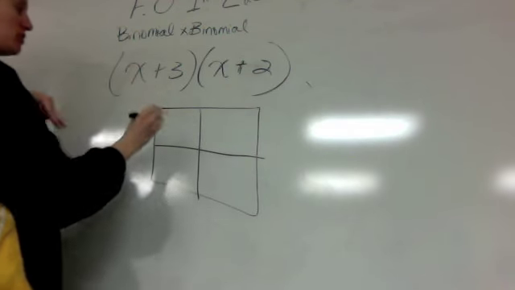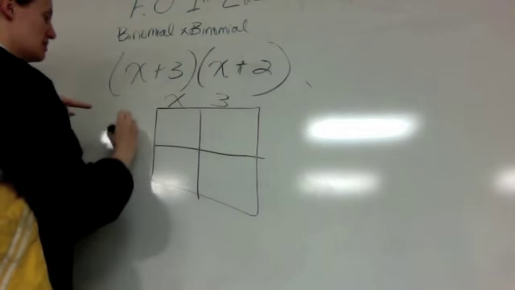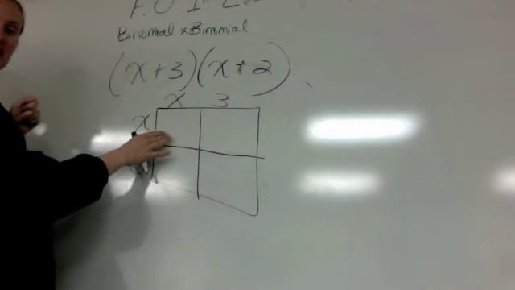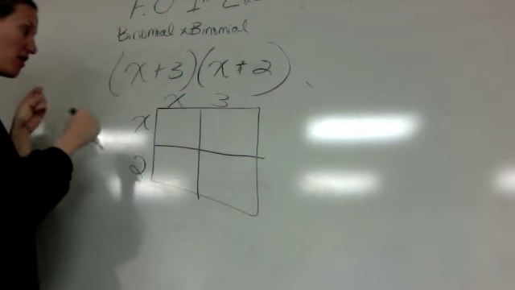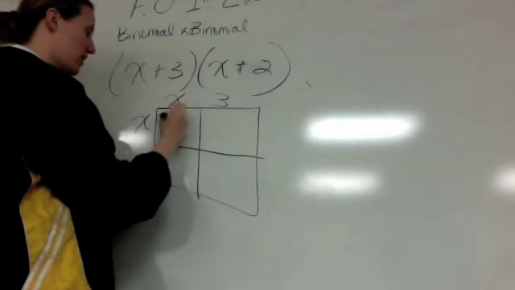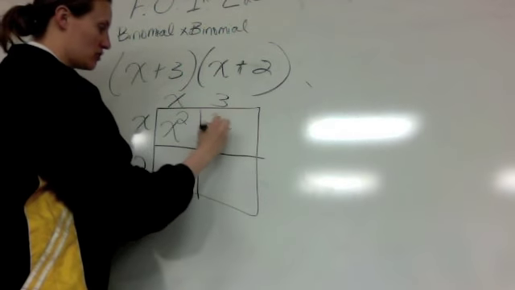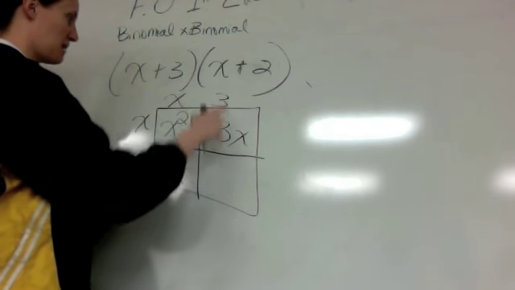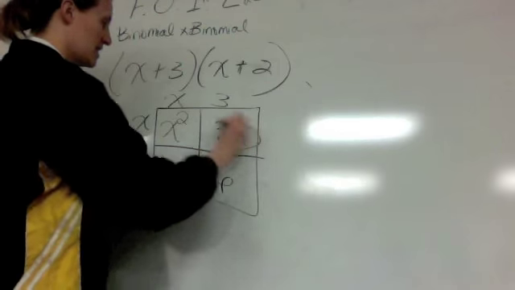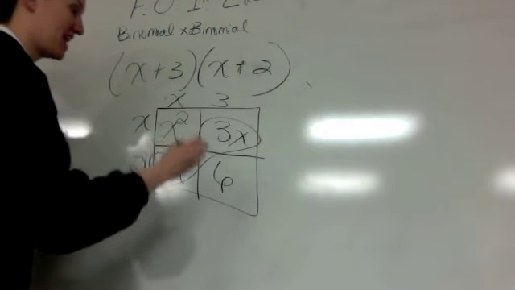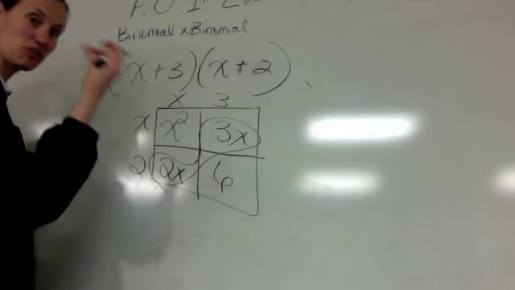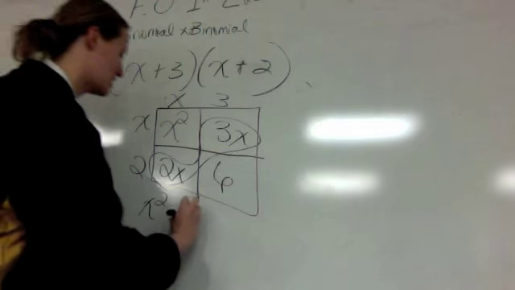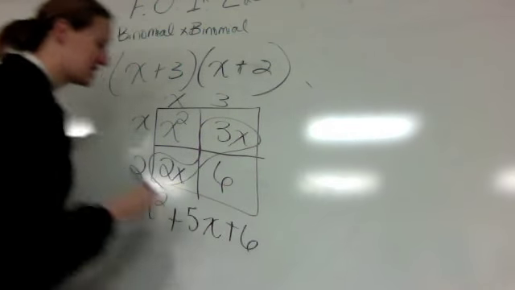I'm going to take my first 2 terms and put them on top, the x and the 3, my second 2 and put them there. And now all I'm going to do is multiply and put the answer inside the box, kind of like length times width for area. So x times x is x squared. x times 3 is 3x. That goes there. This box is 2 times x, which is 2x. And this box is 2 times 3, which is 6. I can see my like terms right there. I cannot leave the answer in the box. I still need to write the answer underneath. So that would be x squared plus 2x and 3x is 5x and plus 6.